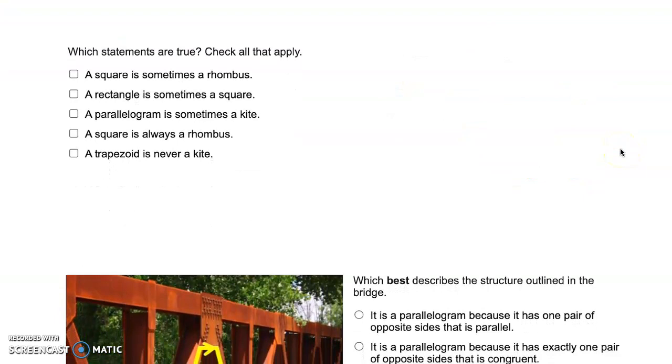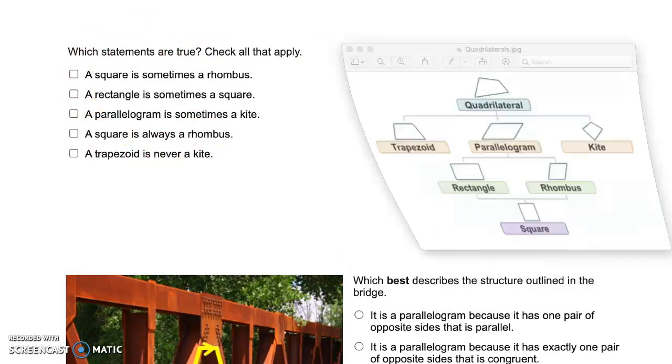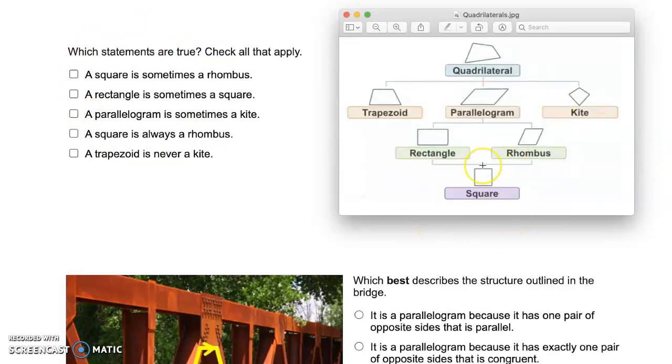So which statements are true? I want you to select all that apply. We're trying to look at classifying these. So I want to pull up my little form that I hope you have in your notes, and if you don't, now's a good time to put it in. So which are true? A square is sometimes a rhombus. Well, square is below the rhombus. That means it's always a rhombus, not just sometimes. So that one is not true.